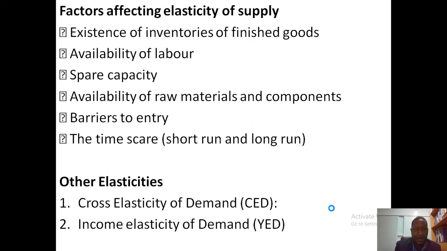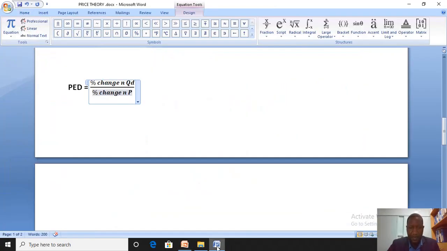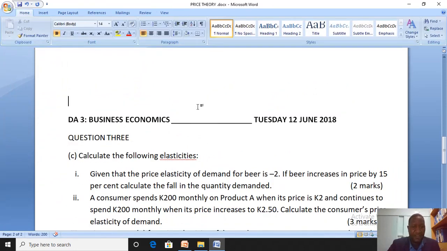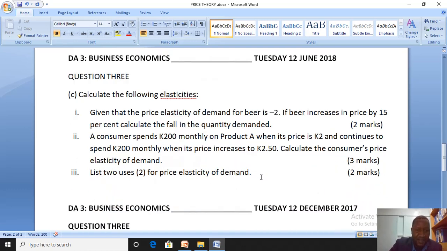Now let me go to our working sheet and try to work out a few examples there. The first question I want to tackle is coming from the DA3 Business Economics, June 2018, question number 3, part C. The question says, calculate the following elasticities. Given that the price elasticity of demand for beer is -2, if beer increases in price by 15%, calculate the fall in the quantity demanded.